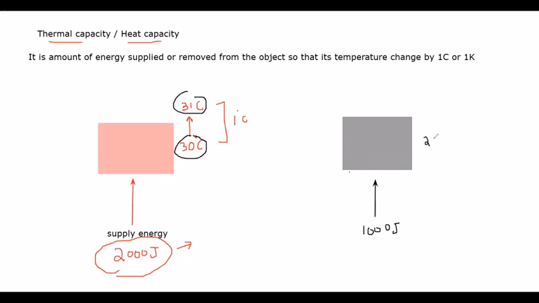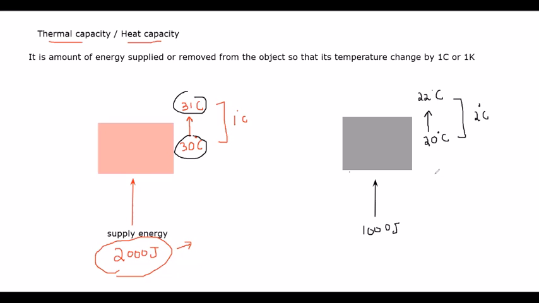Originally, the temperature was 20 degrees. When you supply the energy, the temperature changes from 20 degrees to 22 degrees. How much is the temperature change from 20 to 22? That's 2 degrees.